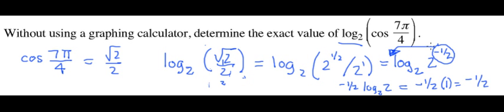If you want, you can get out a calculator, put it in radian mode, and actually do these steps. Do 7 times pi divided by 4 cosine, and then log of that divided by log of 2. You should get minus 1/2 that way as well. So now that we've got the answer, go ahead and grab your calculator and confirm that we did it right.